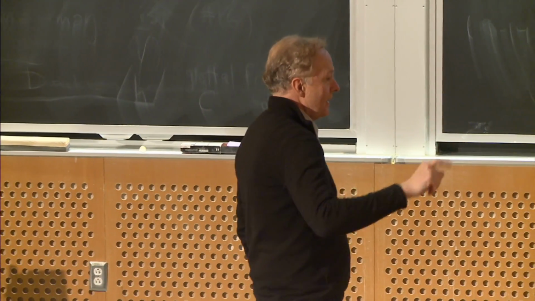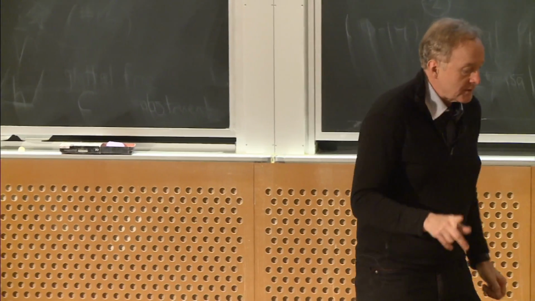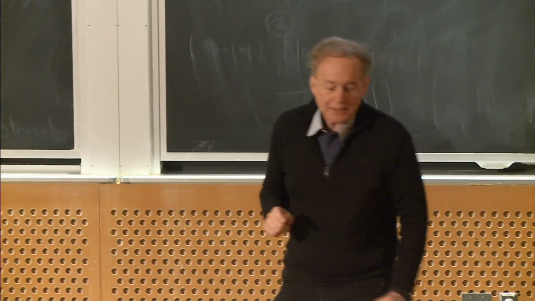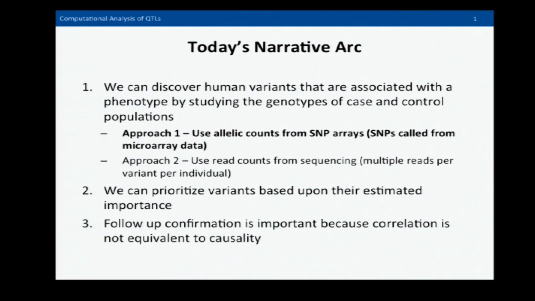But first, I wanted to tell you about the broad narrative arc once again that we're going to be talking about today. And we're going to be looking at how to discover human variation. Right? We're all different, about one base in every 1,000. And there are two different broad approaches. Historically, people have used microarrays for discovering variants, and we'll talk about how those were designed. And we'll talk about how to actually test for the significance of human variation with respect to a particular disease in a case and control study.